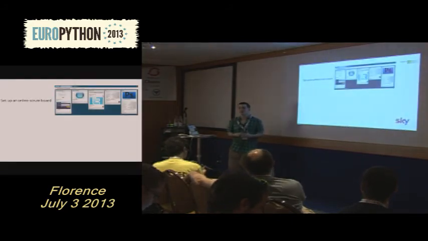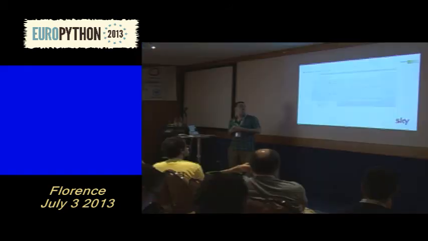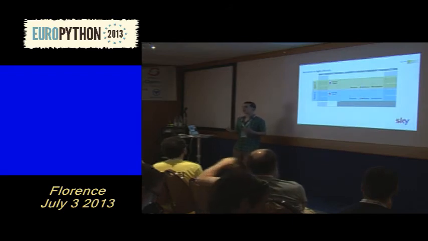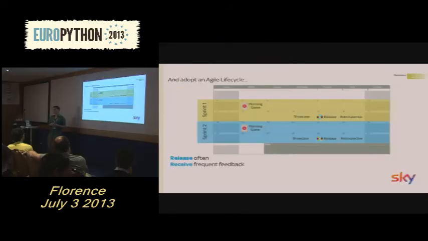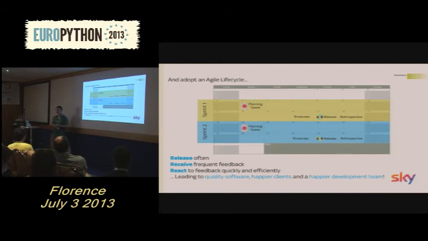So, just to summarise, adopt an agile lifecycle. This will allow you to release often, receive frequent feedback, and react to feedback quickly and efficiently, which will lead to quality software, happier clients, and a happier development team.